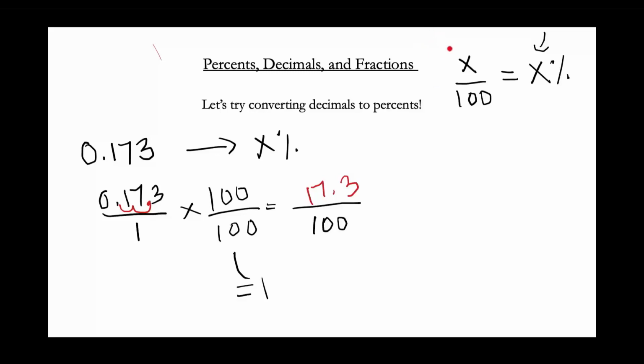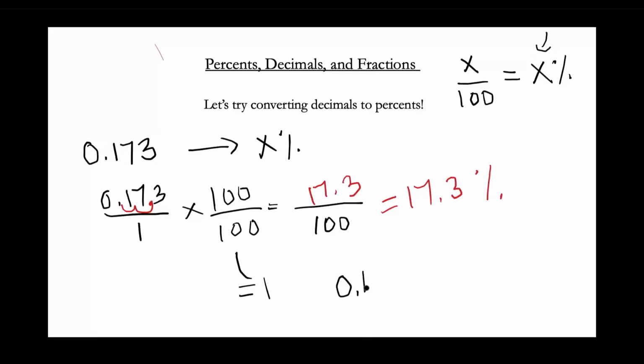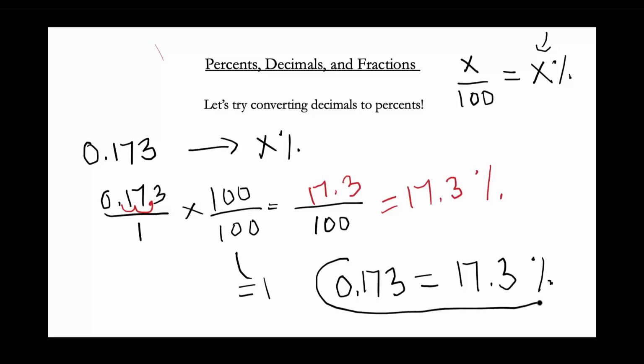So if we follow the logic of knowing that a number over 100 equals that number percent, we have now 17.3 over 100 equals 17.3%. And we've now successfully converted our decimal into a percent. 0.173 equals 17.3%.